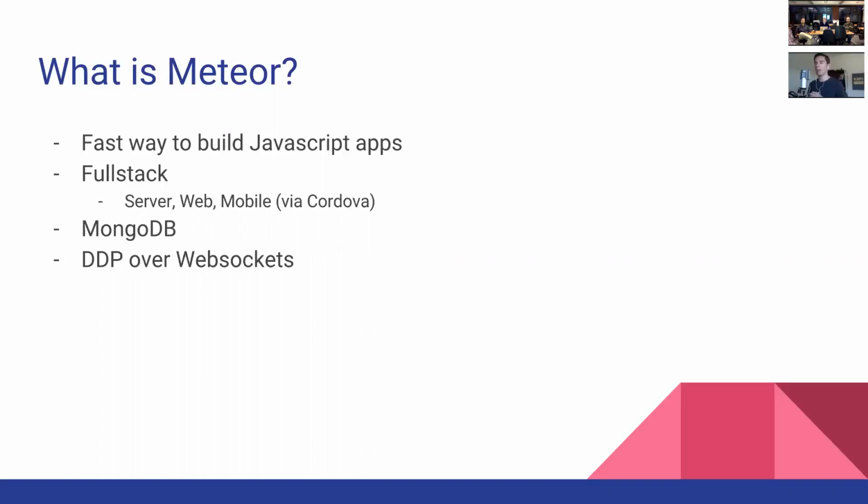And then lastly, two last things: the database Meteor uses is MongoDB, which is NoSQL. It's document-based and pretty simple to get started with. And finally, Meteor works over DDP, which is the Distributed Data Protocol, which goes back and forth between the client and the server over WebSockets.